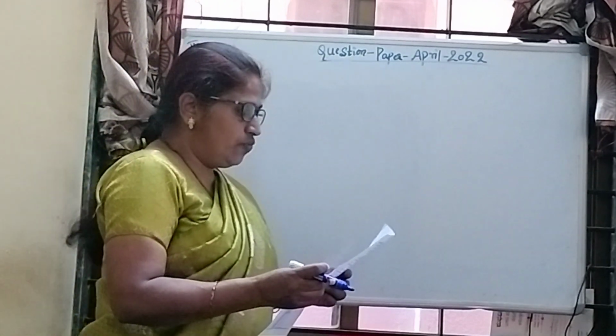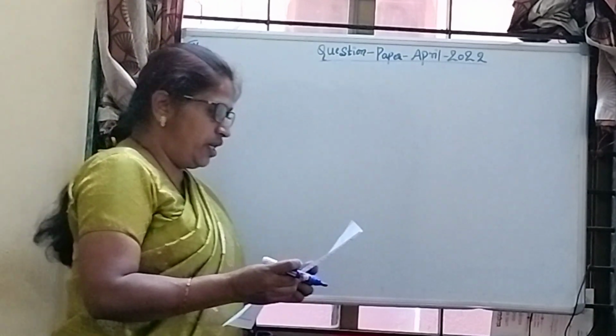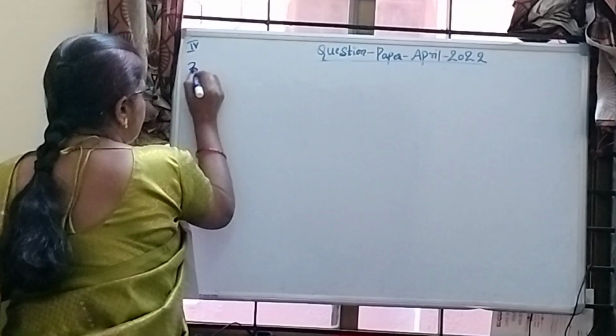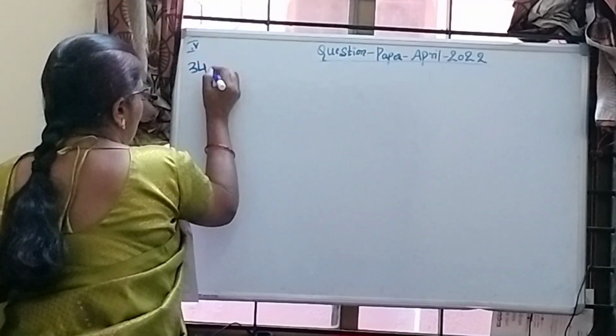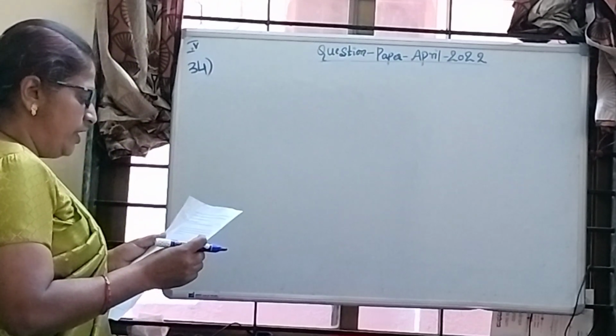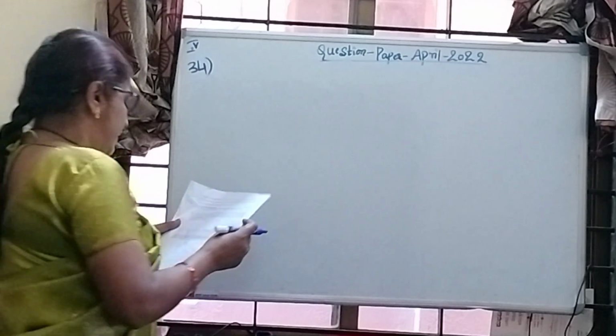Now we'll begin with the 4 marks questions, that is the 5th main. Question number 34. It is the graph. We need to solve the graph. Find the solution of a given pair of linear equations by the graphical method.